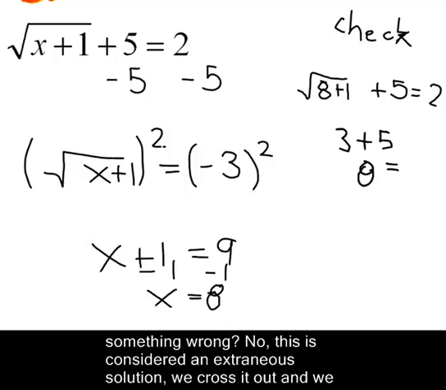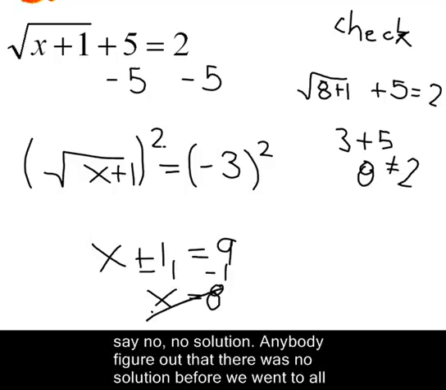So, is it that we did something wrong? No. This is considered an extraneous solution. We cross it out, and we say, no. No solution.